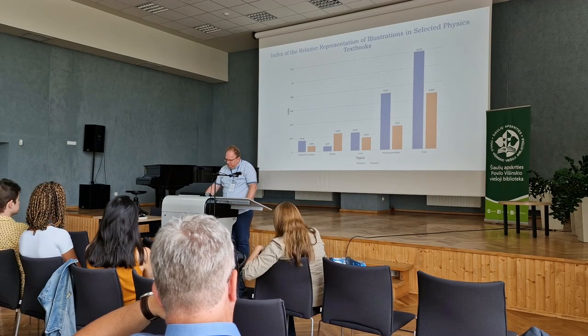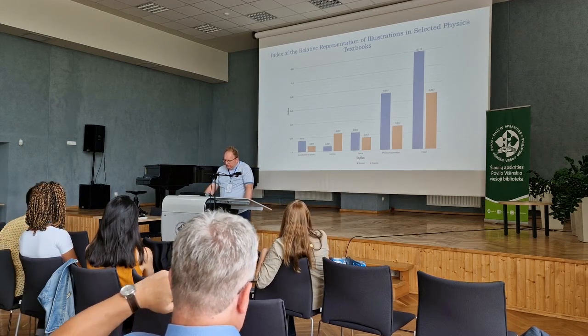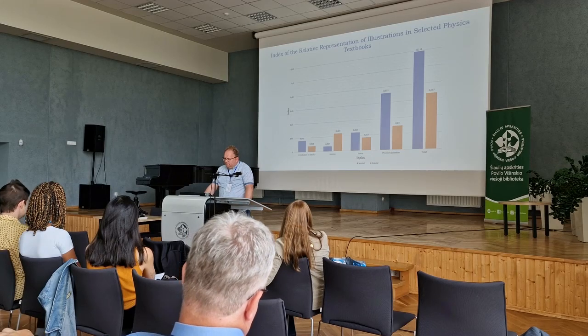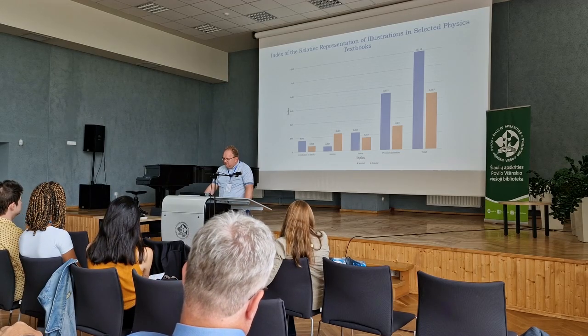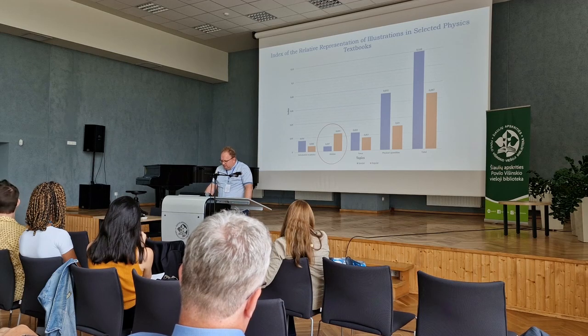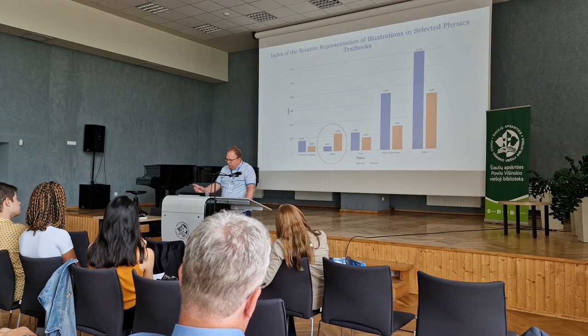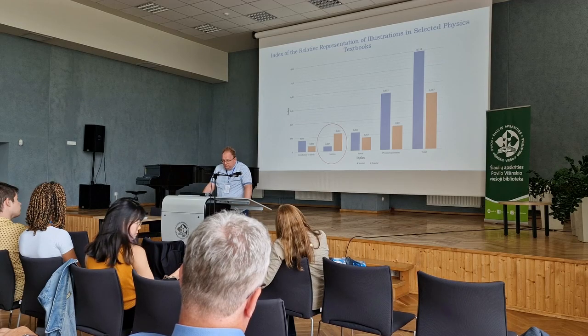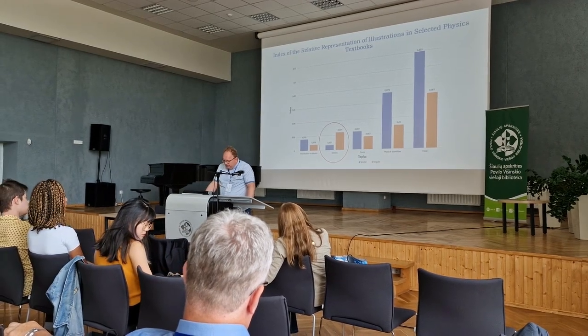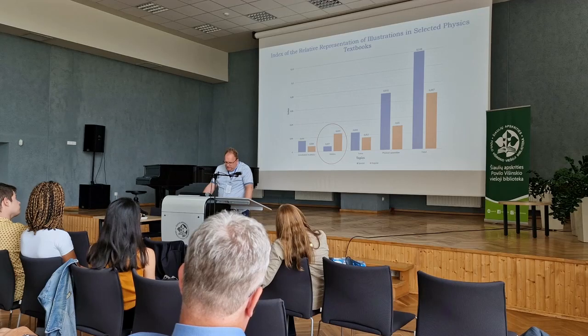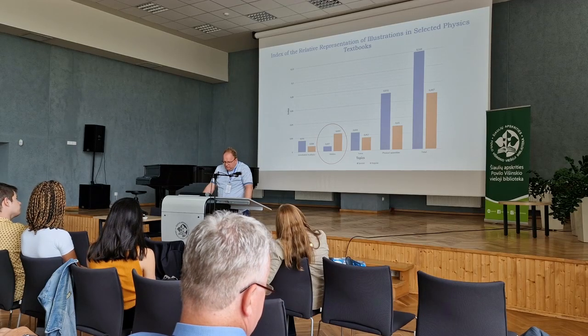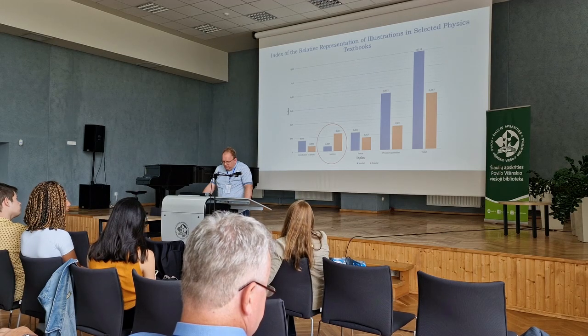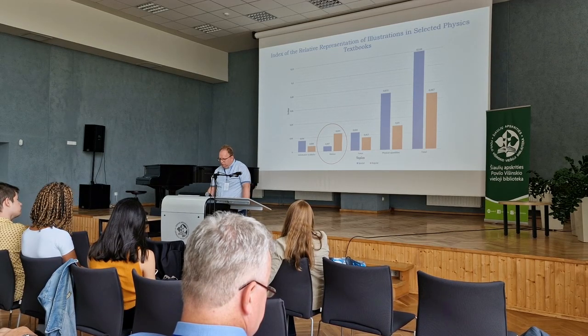So here are our results. On that graph, we can see the index of relative representation of illustrations in selected physics textbooks. It's easy to notice these blue lines are from special textbooks, which I'm going to call special in the future, and yellow ones are from regular books. The index is much higher in all topics in special textbooks compared to regular, except in the topic of motion.